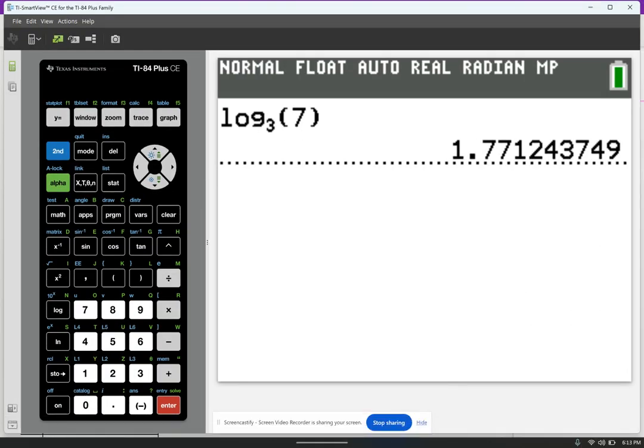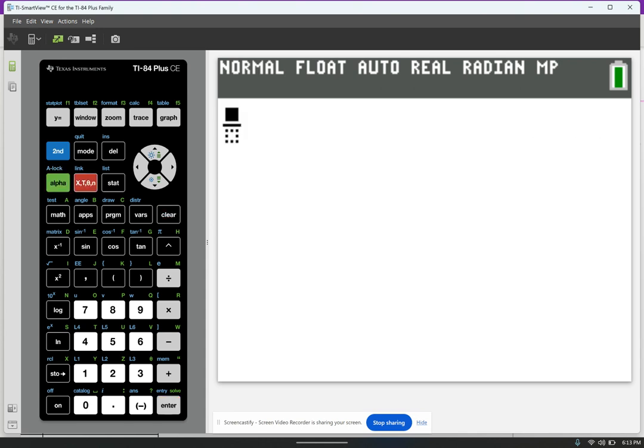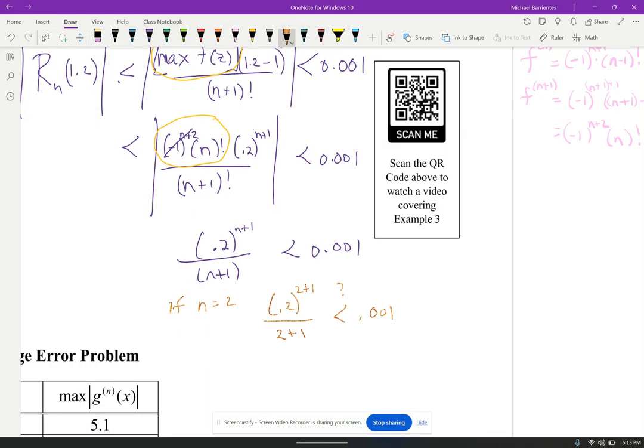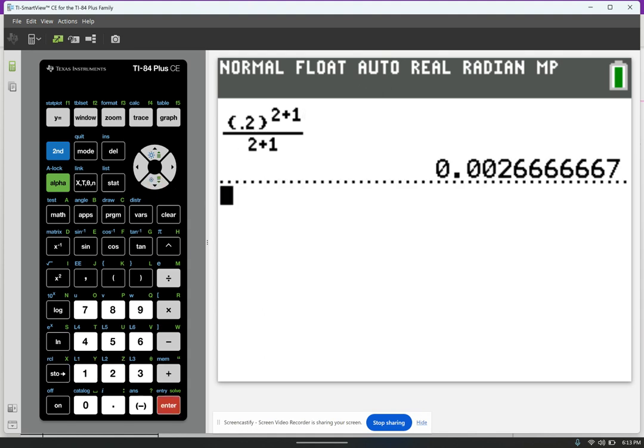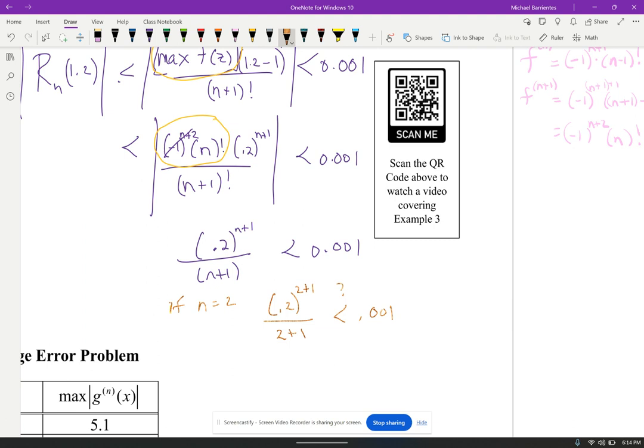Go to my calculator. Let's clear that log. And we said, what happens if we do 0.2 to the power of 2 plus 1 divided by 2 plus 1? Is my answer less than 0.001? No, it's not. All right, well, what if I go out an extra term? What if I go out to the third degree polynomial? 0.2 to the 3 plus 1 over 3 plus 1. Is that less than 0.001?